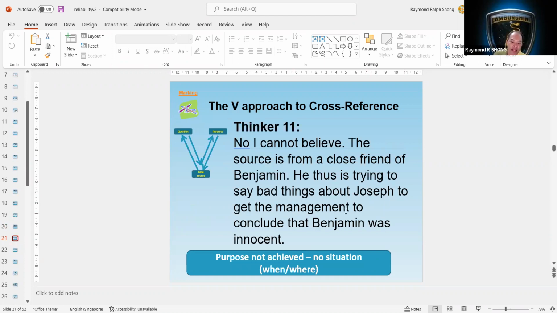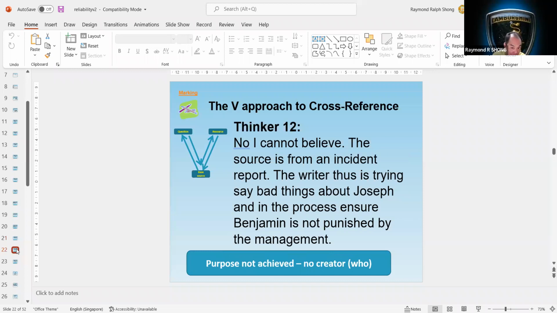Okay, next. No, I cannot believe the source is from a close friend of Benjamin. He thus is trying to say bad things about Joseph to get the management to conclude that Benjamin was innocent. You see, another one has no situation, no purpose, never gives the locations, the time and the durations, nothing. These are all the common mistakes that I hope you all can take a look at, and it's recorded. No, I cannot believe the source is from an incident report. The writer is trying to say bad things about Joseph and in the process ensure Benjamin is not punished.